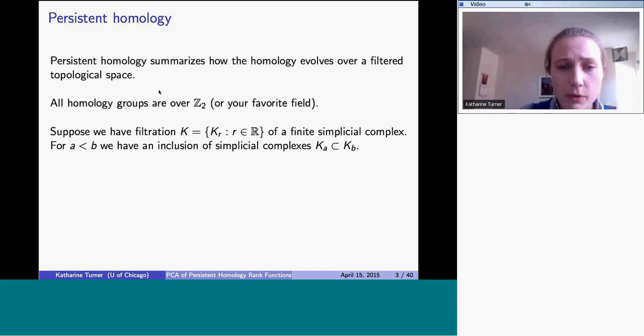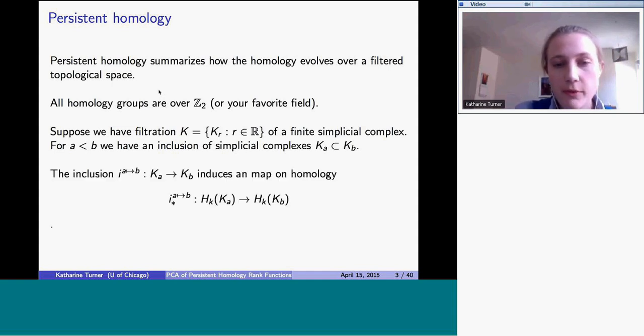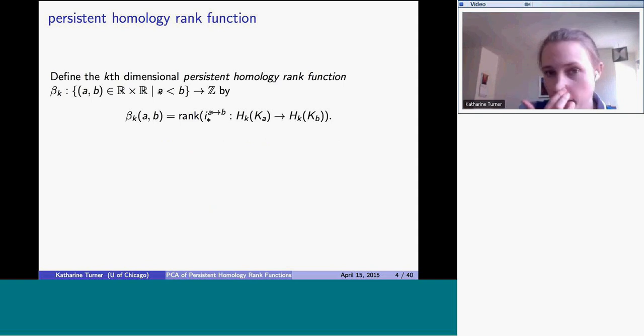So we start off with the filtration. Filtration will be data determined. We will be looking at distance to the set of points here. Okay, we have one value less than another. We have an inclusion from K_s into K_t, and that will induce a map on homology. Okay, what we're going to look at is this rank function.